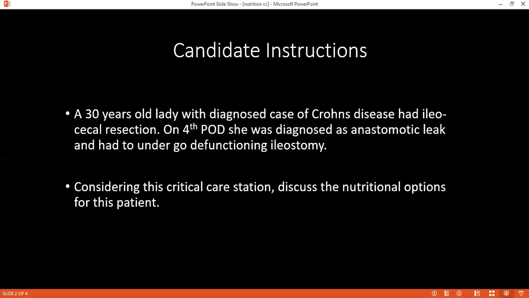Measurement daily of potassium and magnesium and phosphate and thiamine as B1.